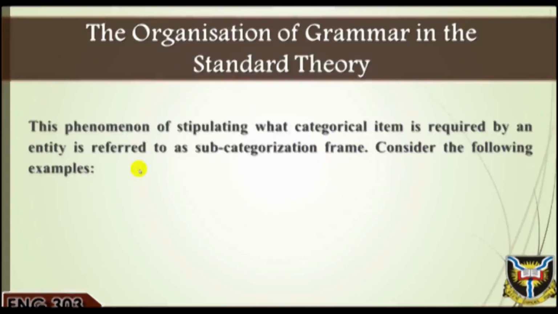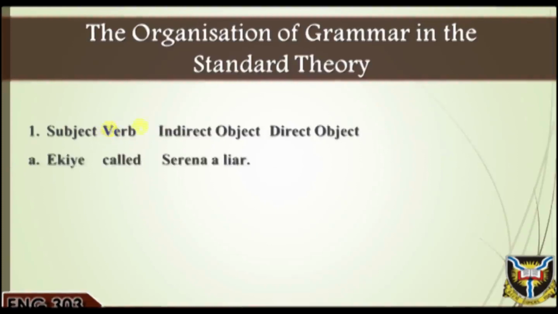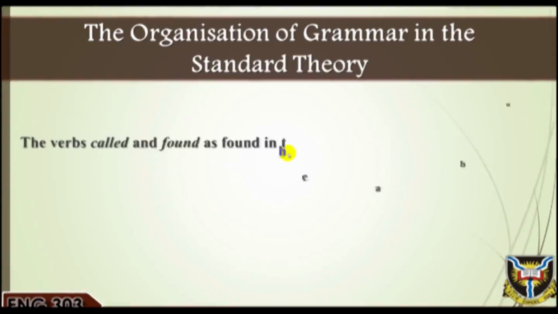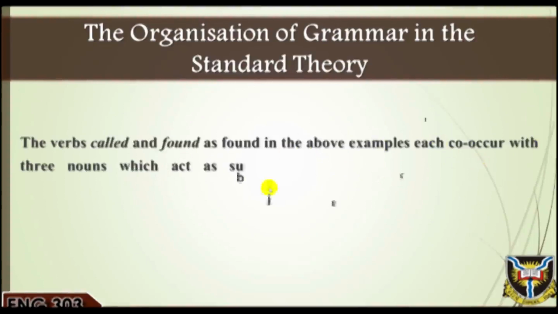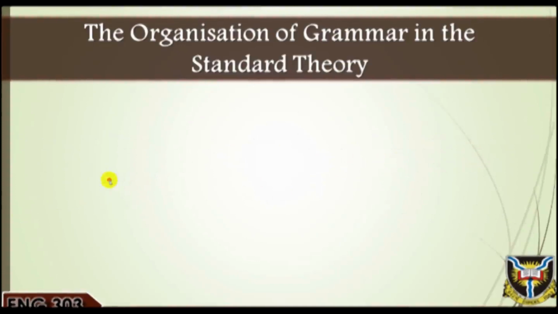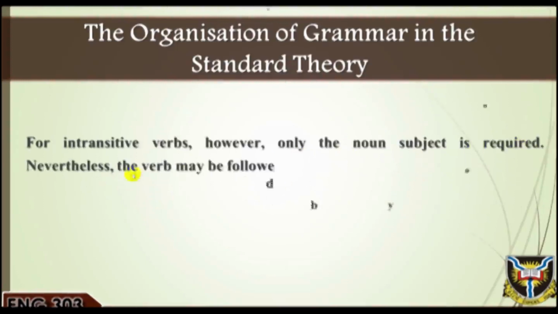Consider the following examples. The verbs called and found as found in the above examples each co-occur with three nouns which act as subject, direct object, and indirect object, respectively. For intransitive verbs, however, only the noun subject is required. Nevertheless, the verb may be followed by an adverbial as in the following.